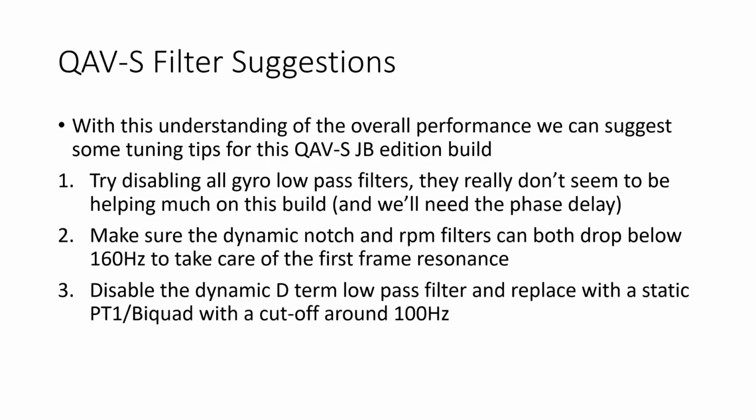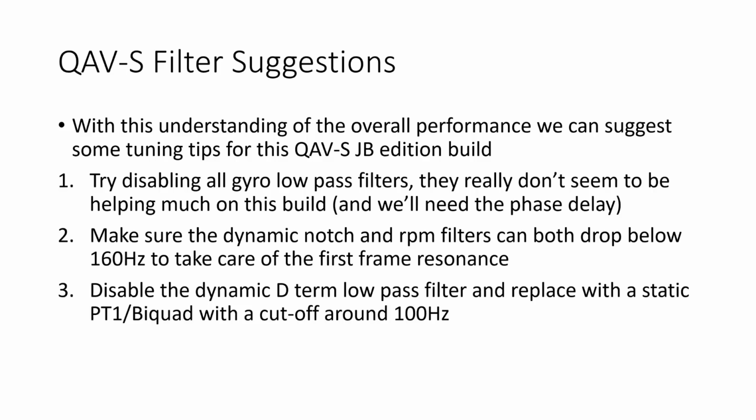Now, dynamic D-term low-pass filters move in frequency with the throttle position. And what we can see from the black box logs that Joshua has provided is that the D-term noise is not moving with throttle position. It's a vertical band in the waterfall plot. It's not moving with throttle position. So we don't want our filters to move with throttle position either. We want them to stay static so that they're doing a really good job of cutting out that noise across every throttle position.